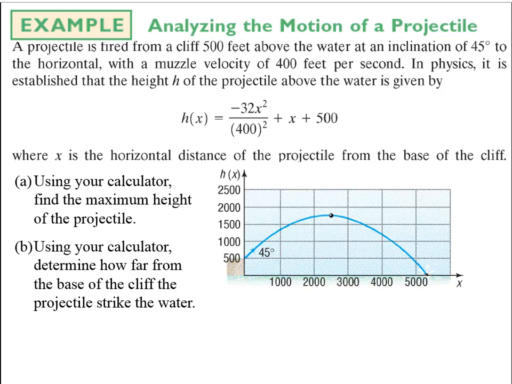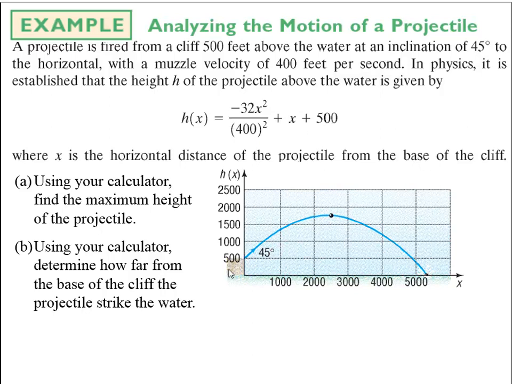In physics, it is established that the height h of the projectile above the water is given by this equation. So here's the x squared term. I want to point out to you the ax squared: the a is negative 32 over 400 squared. There's my a value. And then plus bx, so the b is 1 and the c is 500.